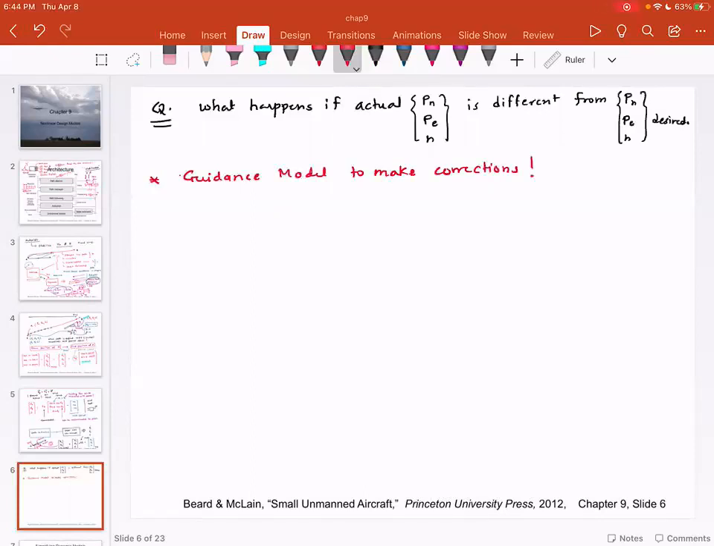Now, what do I mean by using guidance model? So guidance model is going to tell you what should be your instantaneous position, and for this instantaneous position, what should be your state variables.